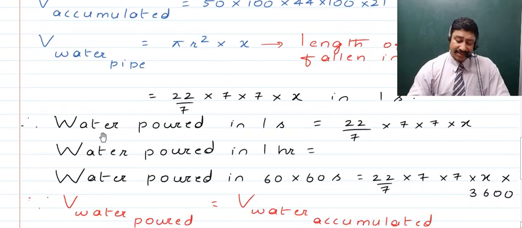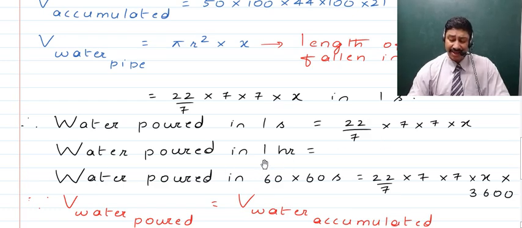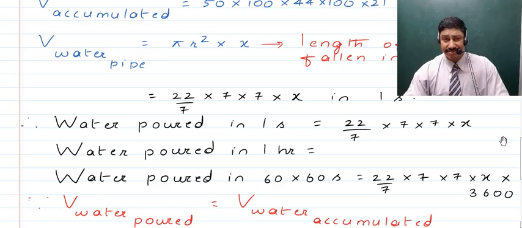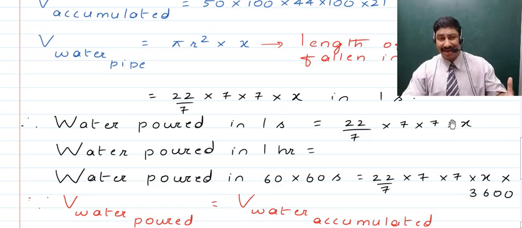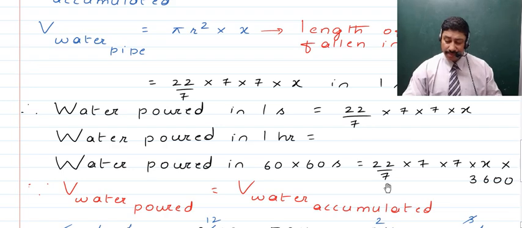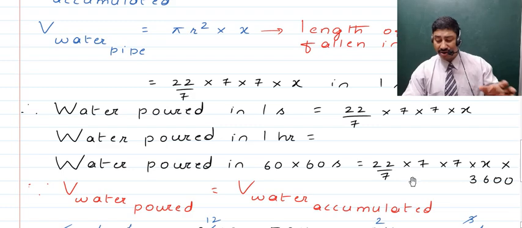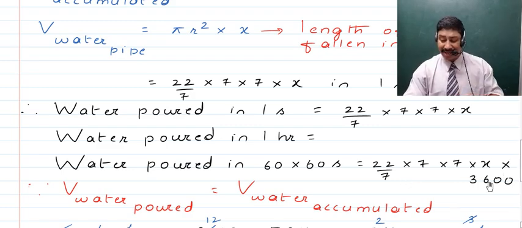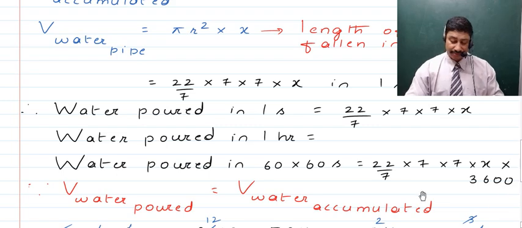As it is the water which has come out in 1 second, to calculate the amount of water which has come out in 1 hour, we should multiply whatever we have on the right hand side with 60 into 60, because that much amount of time has to be taken care of. So 22/7 into x, which is the length of water which has fallen off in a single second, is to be multiplied with this time, which is 3600.